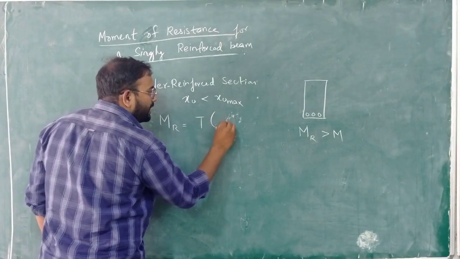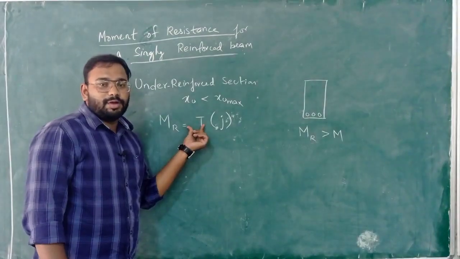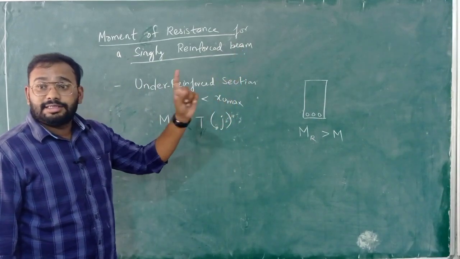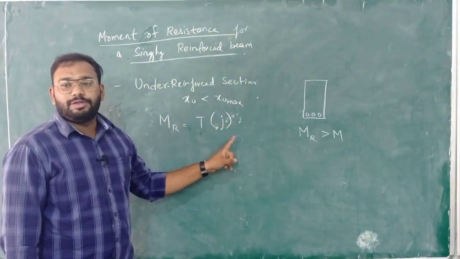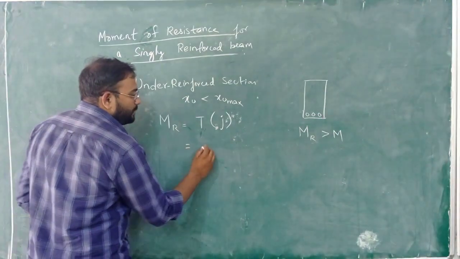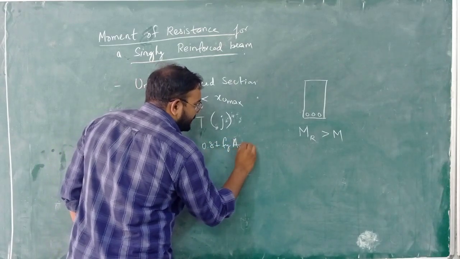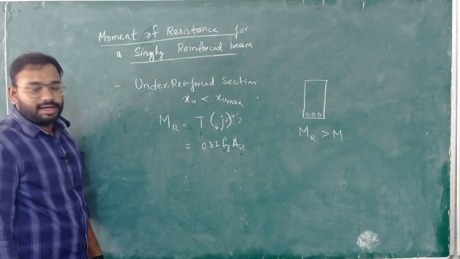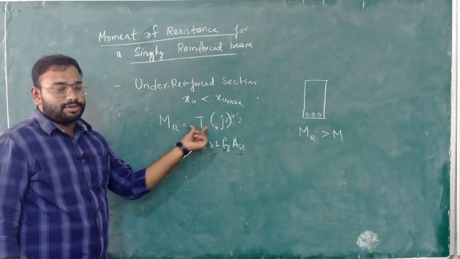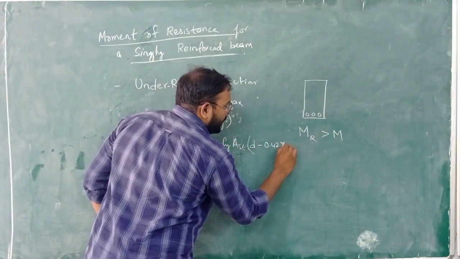Suppose you are designing an under reinforced section. How will you classify an under reinforced section? XU is less than XU max. Maximum depth of neutral axis is more than XU, or XU is less than XU max. It is called as under reinforced section, in which failure of which material is first? Which material will fail first? Steel. Steel will fail first.